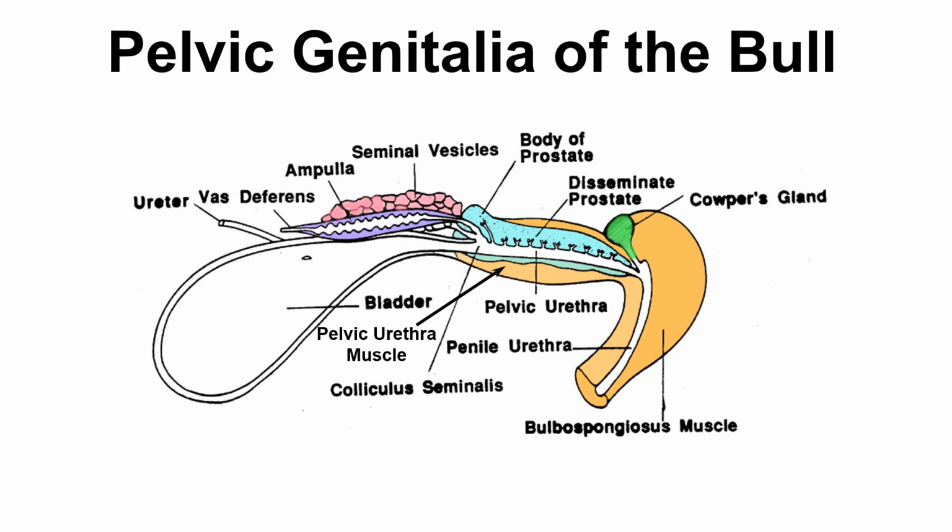Another structure is the urinary bladder, and the bladder dumps into the same tube where the semen comes into, and when they come together, that's the urethra. So this is the structure of the urethra. Of course, this is the pelvic urethra because it is located within the pelvic cavity.